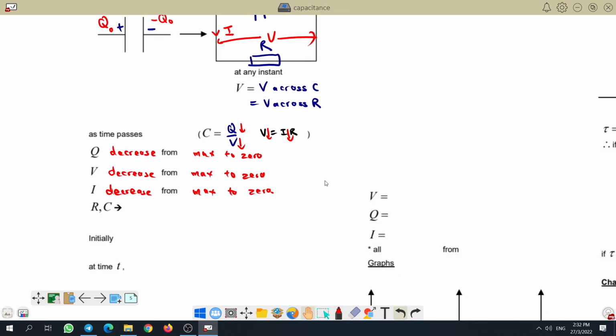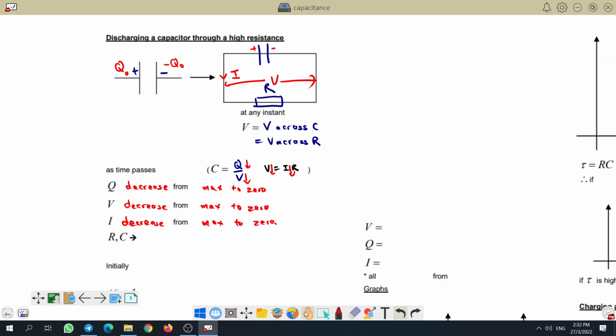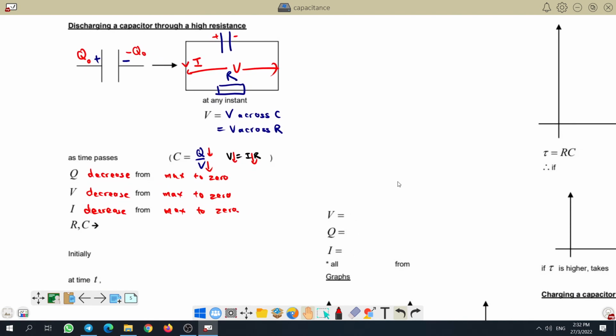How about R and C? Does it change? Yes. Constant. Yeah, constant, because it depends on the capacitor and the resistor that we use. Okay, so we want a formula. Where do we want to start?